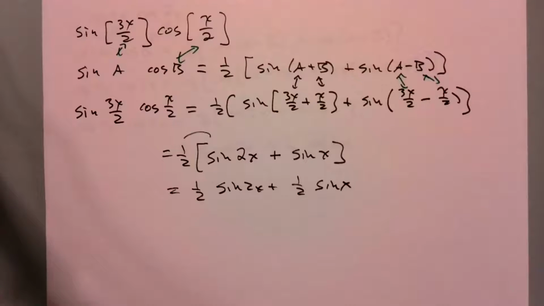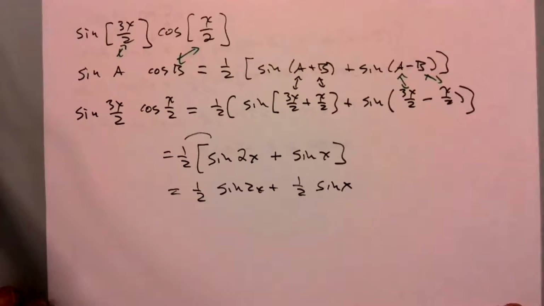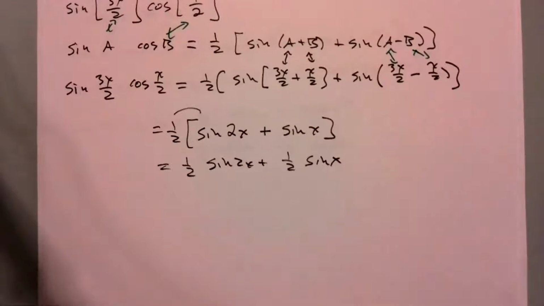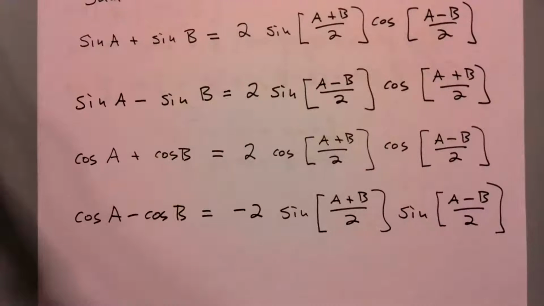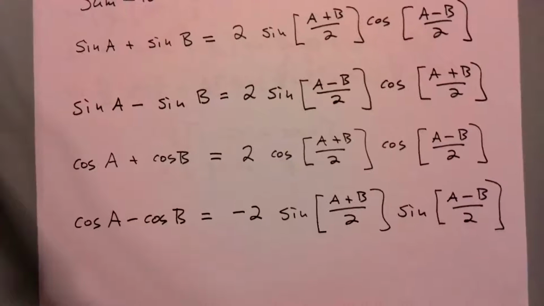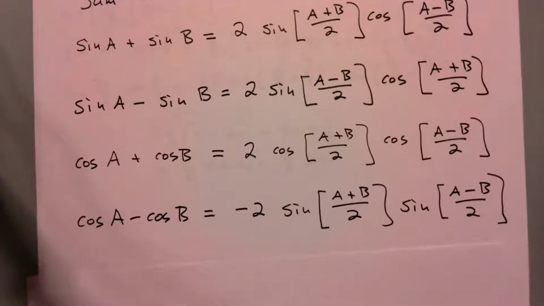The next ones we're going to look at are sum to product. So we're going to start with the sum and rewrite it as a product. Let me remind you of those identities, and then I'll give you a problem to do. So here are our sum to product identities. The one I would like you to do is cos x plus cos 3x.